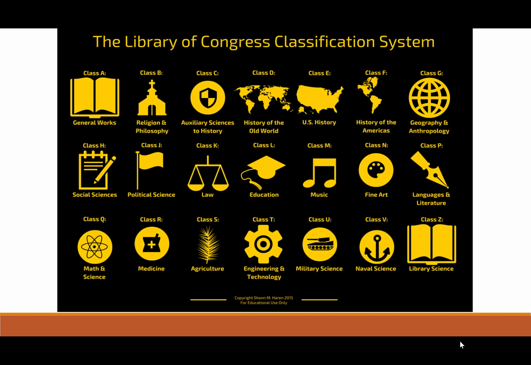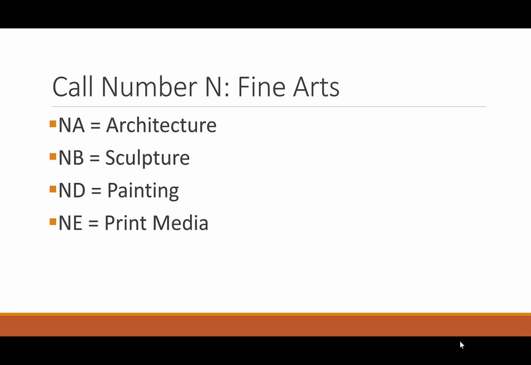So let's take a look at how the Library of Congress call number system works. The Library of Congress call number system breaks down within each letter, dividing each lettered class into subclasses. So on this slide, it shows you all the topics for each main letter. So for example, the letter N is classified for fine arts. So the call number N for fine arts is then broken down into subclasses. For example, NA for architecture, NB for sculpture, ND for painting, NE for print media, etc.